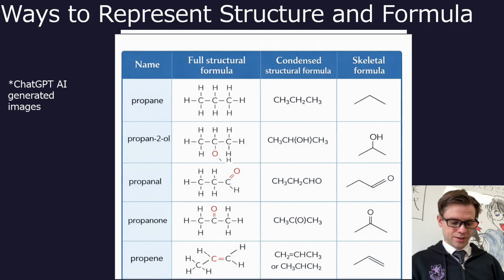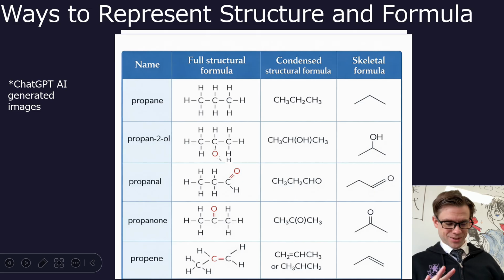Propanone, then next, CH3COCH3. This has a C double bond O in the center, so a zigzag with a double bond to O on the central carbon. Now that carbon has no extra hydrogens attached because it has 4 bonds explicitly labeled. Okay, and then last, propene, CH2 double bond CH, CH3.